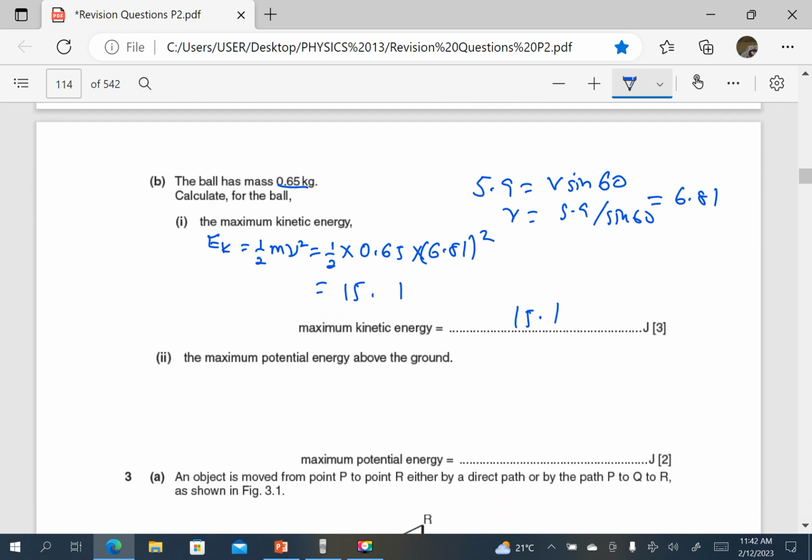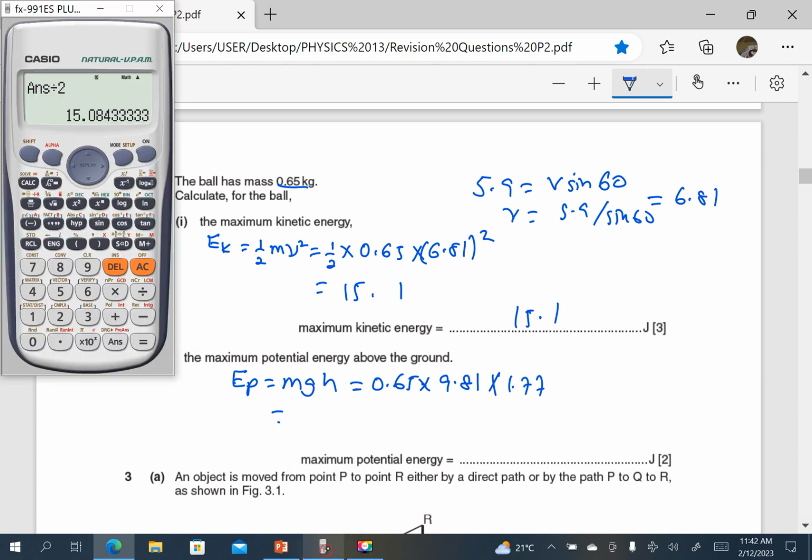Then the maximum potential energy above the ground, of course, for potential energy, E potential is equal to mgh, which will be 0.65 times g, which is 9.81, then times h. We saw the maximum height was 1.77 or 1.8. So this is going to be 0.65 times 9.81, then times 1.77. So this gives us 11.3.